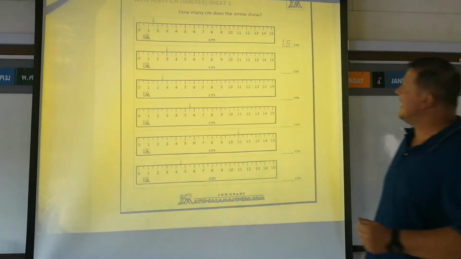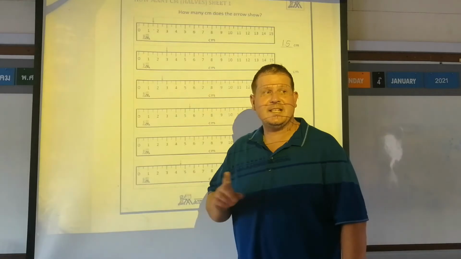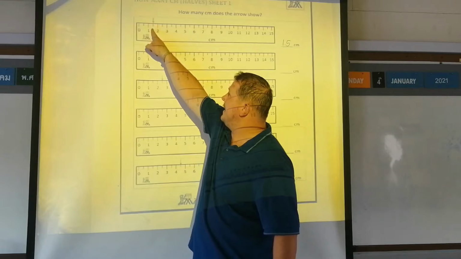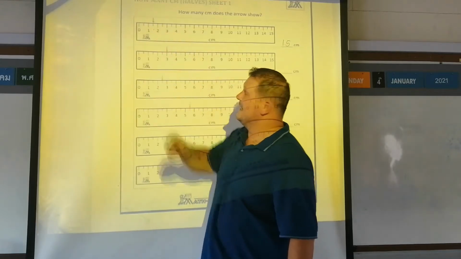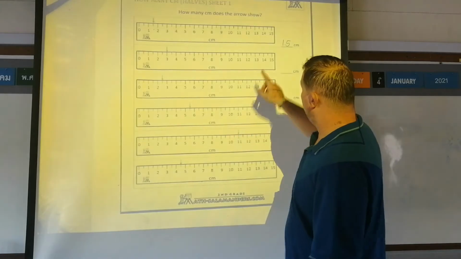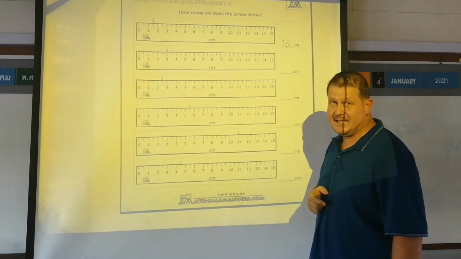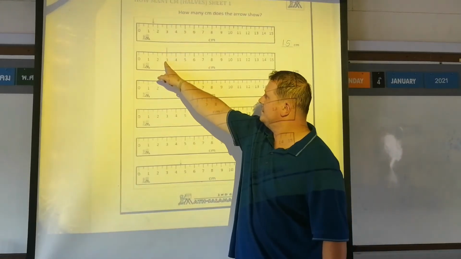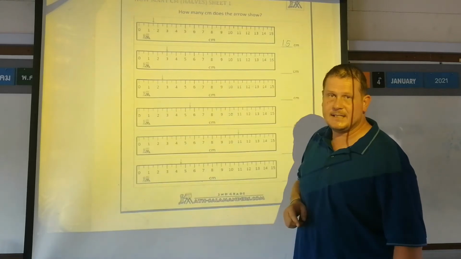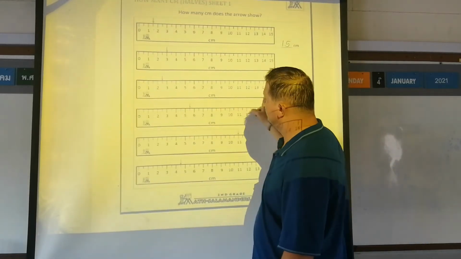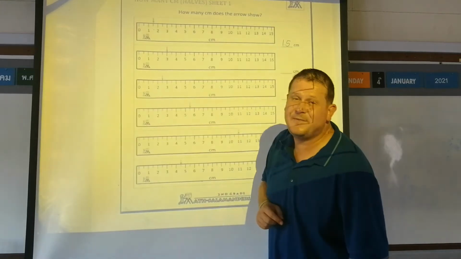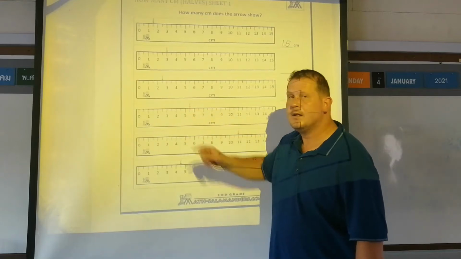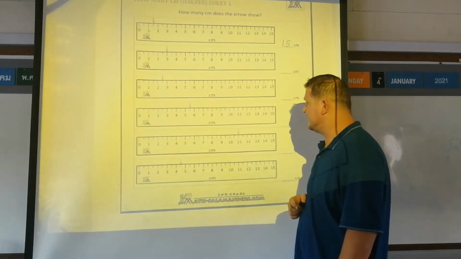Right. So this one said, how many centimeters does each arrow show? I did the first one with you, remember? The arrow is right in between the 1 and the 2, so that's 1.5 centimeters. Okay. This one, the arrow is 3 centimeters. This one, 2.5 centimeters. This one, 5.5 centimeters.